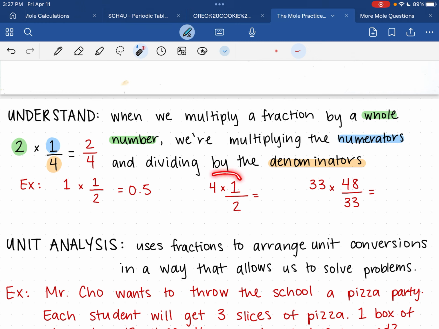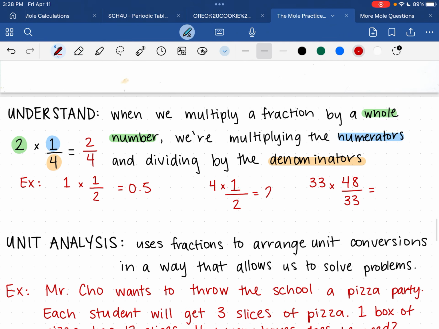If we look over at the second example here, we have 4 times 1 over 2. Again, we have that 4 times 1 here. So that's just going to be a 4, right? And 4 in the top. And then it's still divided by 2. So 4 in the numerator, 2 in the denominator. 4 divided by 2 is just 2.